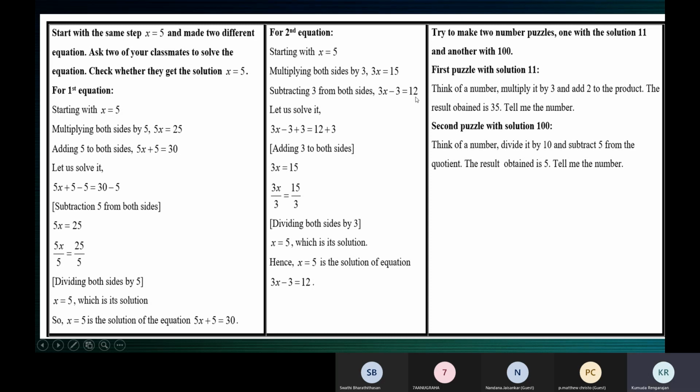So he has the equation 3x minus 3 is equal to 12. But you got 5x plus 5 is equal to 30. Now he has 3x minus 3 is equal to 12.